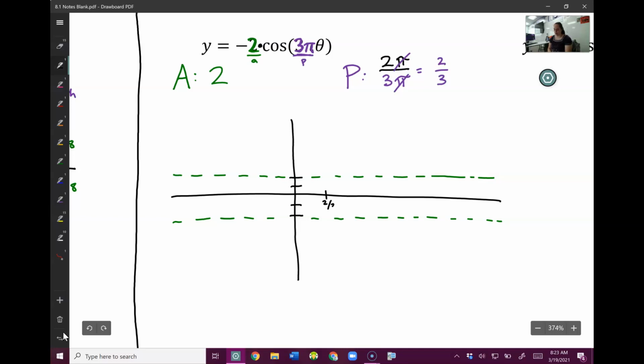So I'm going to go 2/3, and I can do another one, 4/3, which is 2 more, 6/3, 8/3, 10/3, and I can go the other direction, -2/3, -4/3. There we go. And our period, here's our left fence, and our period needs to be 2/3 wide. Oops, that's the thing.